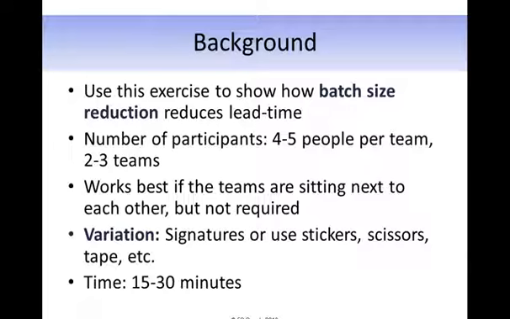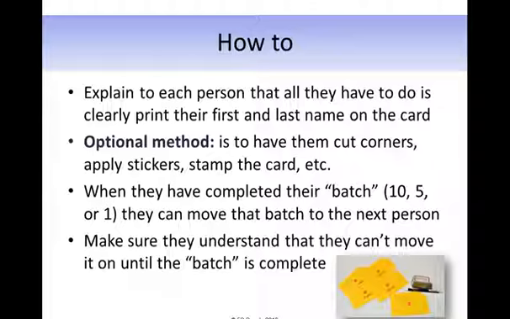One team will do everything in batches of 10. They can't move the batch until the batch of 10 is complete. The other team will do batches of 5. And the third team would do one-by-one flow, meaning as soon as they completed one of their index cards, they can move it to the next person.